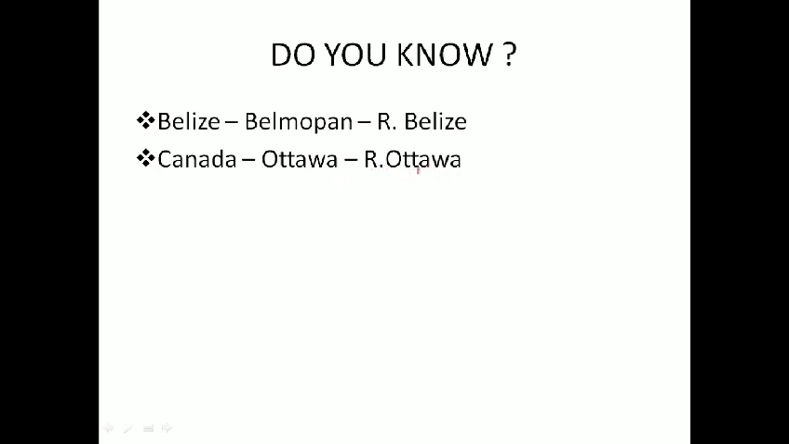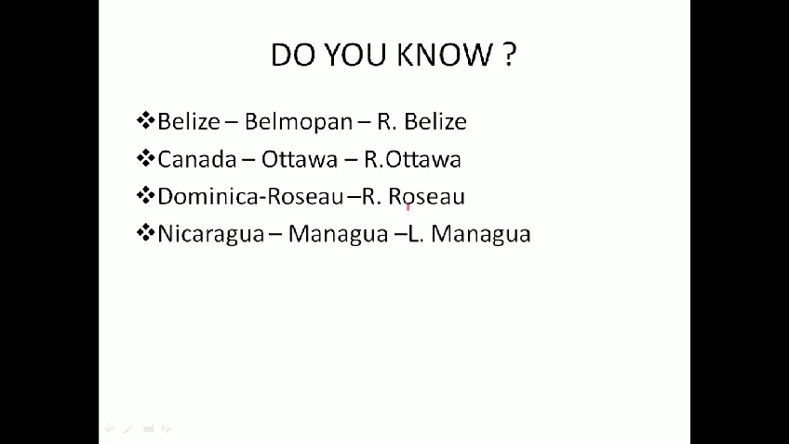Interesting. Okay, right. Next, Dominica. Its capital is Roseau, and Roseau is located on the bank of river Roseau. Whereas Nicaragua, its capital is Managua, located on the banks of Lake Managua. See here, Belmopan sharing the river name with its country. Canada's capital Ottawa, same name, located on the same river. Roseau, same river. Managua, same lake. So, similarities.